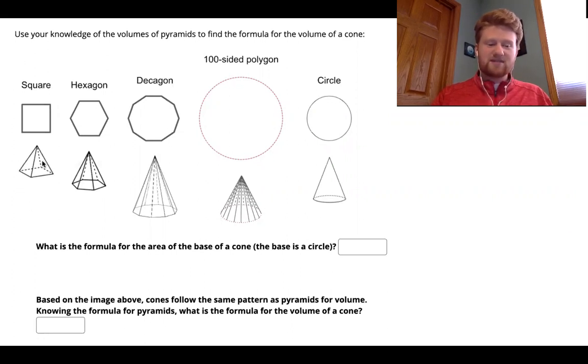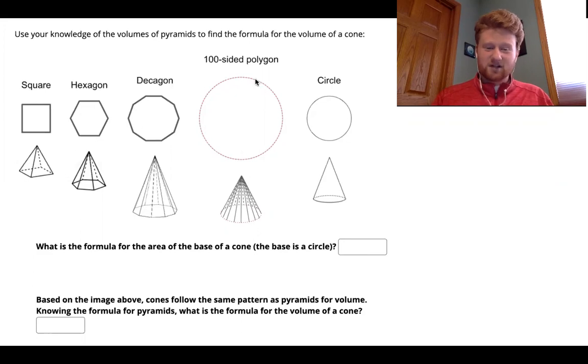So that means the base is a square, four sides, and then it goes up to a single vertex up the pyramid. And then here I have a hexagonal pyramid. The base is a hexagon, like we saw in that last problem, going up to a vertex. Here I have a decagon. That's a 10-sided shape. So we have the decagon base going up to a vertex.